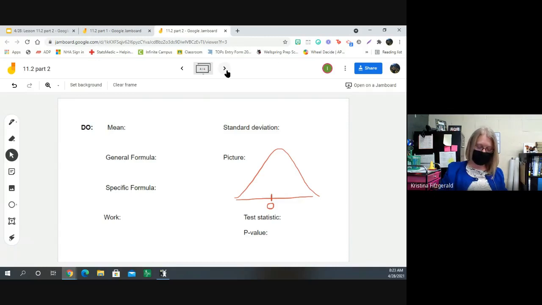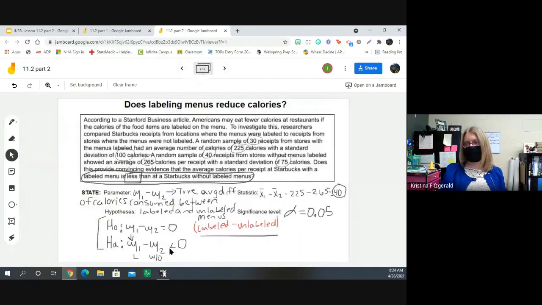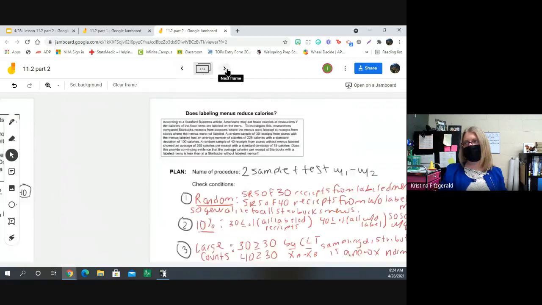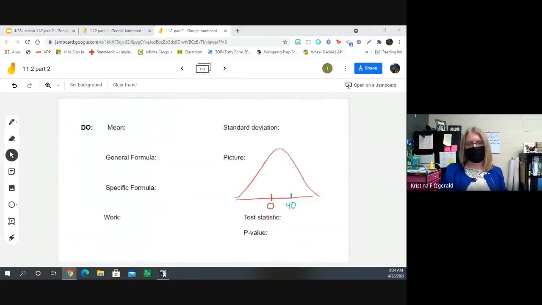And then what we want to investigate is our difference, which is 40 calories, which is above 0. So we're going to investigate the 40, and we went in the less than direction. So we want to shade in the less than direction, which was a pretty significant part of my curve. And so we're going to assume our difference is centered at 0.